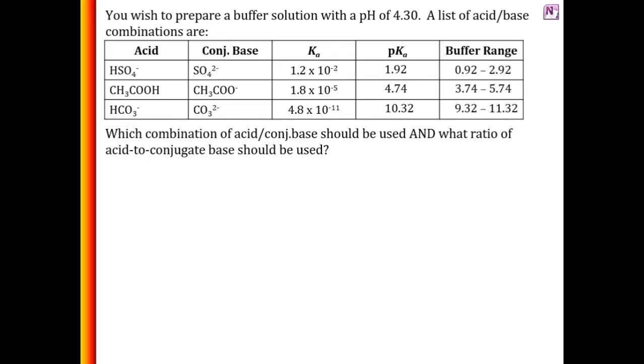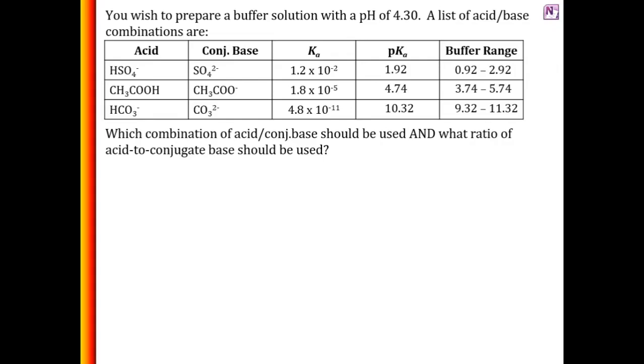So the first thing we want to know is which acid-base pair we should use. And then lastly, we want to know what ratio of the acid to the base we should use. Take a second to think about that first part. We're looking for a pH of 4.3, and remember we want that buffer range to be plus or minus 1 of our desired pH.